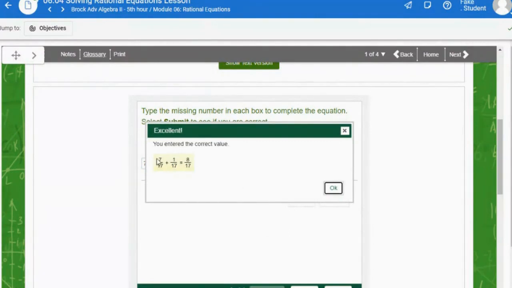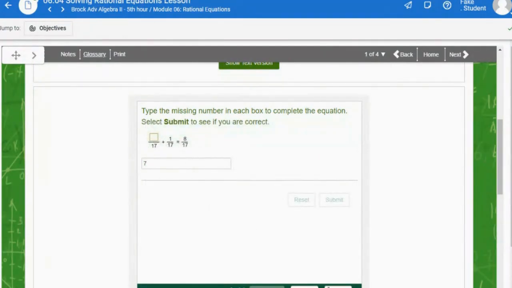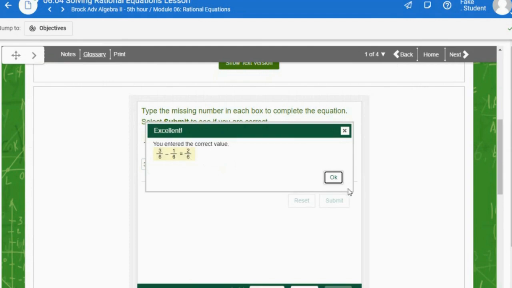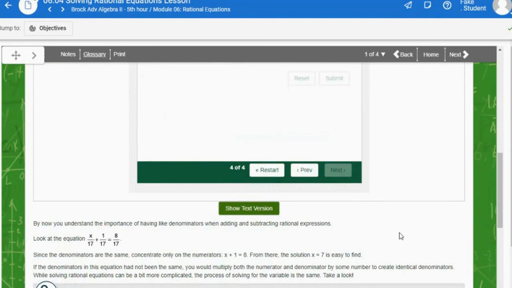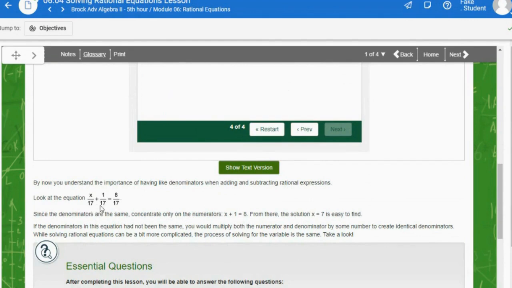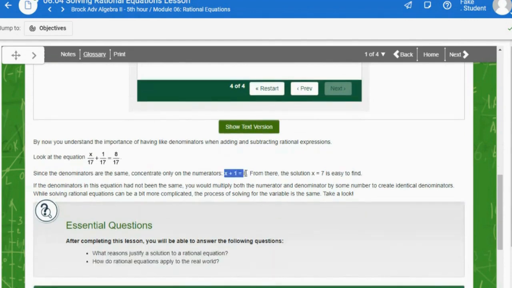So it is a good refresher to remember how adding and subtracting fractions work. You have to have the same denominator. Blank sixth minus 1/6 equals 2/6. They all have the same denominator. So it is 3/6. Good job, Jonathan. 3/6 minus 1/6 is 2/6. That's just a refresher because when solving rational equations, we have to have the same denominator if we're doing something like that. So, yeah. So it says you can just do x plus 1 equals 8 because they have the same denominators.